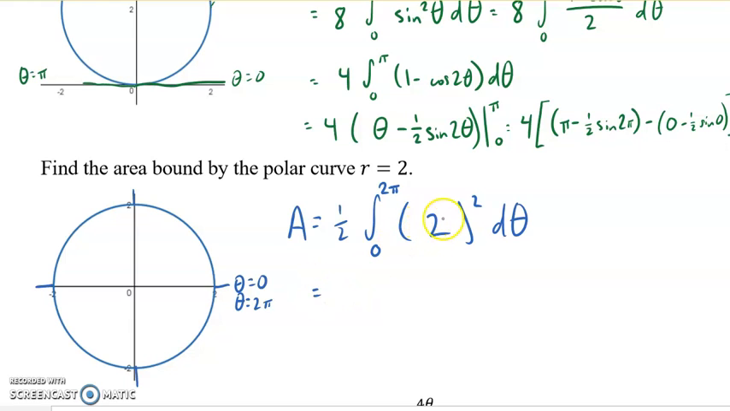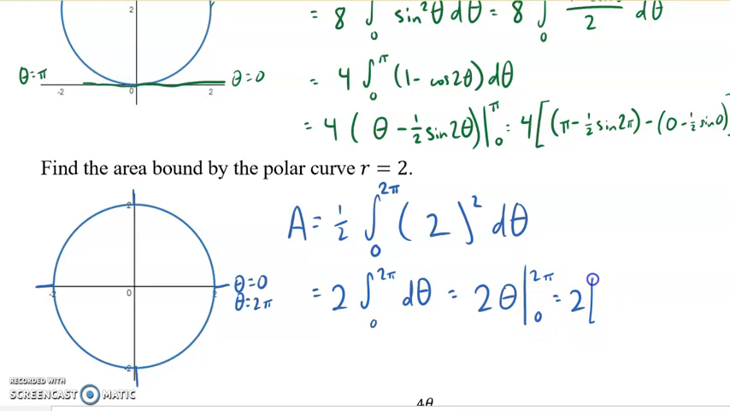Anyway, this is going to be 4 that we can factor out, and that's going to be 1/2 of 4 is 2. So we're going to integrate 0 to 2 pi of d theta. Well, the antiderivative of 1 is just the variable, and that's theta in this case. Evaluate that at 2 pi and at 0. Well, would you look at that? We've got 2 pi for the first theta value and 0 for the second theta value. And lo and behold, we get 4 pi yet again.